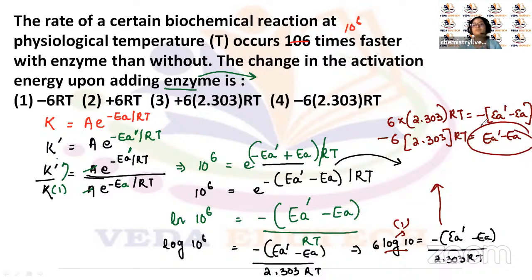So this is going to be your answer, and that is in which option, children? It is in option number 4. So option number 4 gives you the correct answer. Let us go ahead and see what comes next.